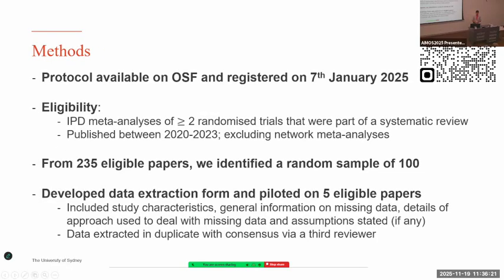So for the method, we conducted a methodological review of recent individual participant data meta-analyses, and this is the QR code that links to the protocol on the Open Science Framework. For the eligibility criteria, we looked into IPD meta-analyses that had recruited at least 2 randomized trials that were part of a systematic review, and these had to be published between 2020 and 2023. We identified 235 eligible papers, and from that, we randomly selected 100 of those papers.